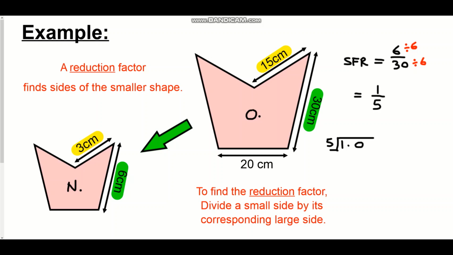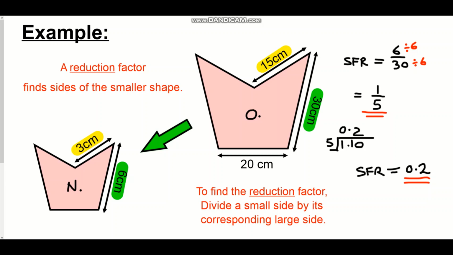Okay, so 1 divides by 5. There's no 5s in 1 with a remainder of 1. And 5 into 10 goes 2 times. So I could also say that my scale factor reduction is equal to 0.2. Either one would be totally acceptable. Fractions or decimals, whatever you prefer to work with.